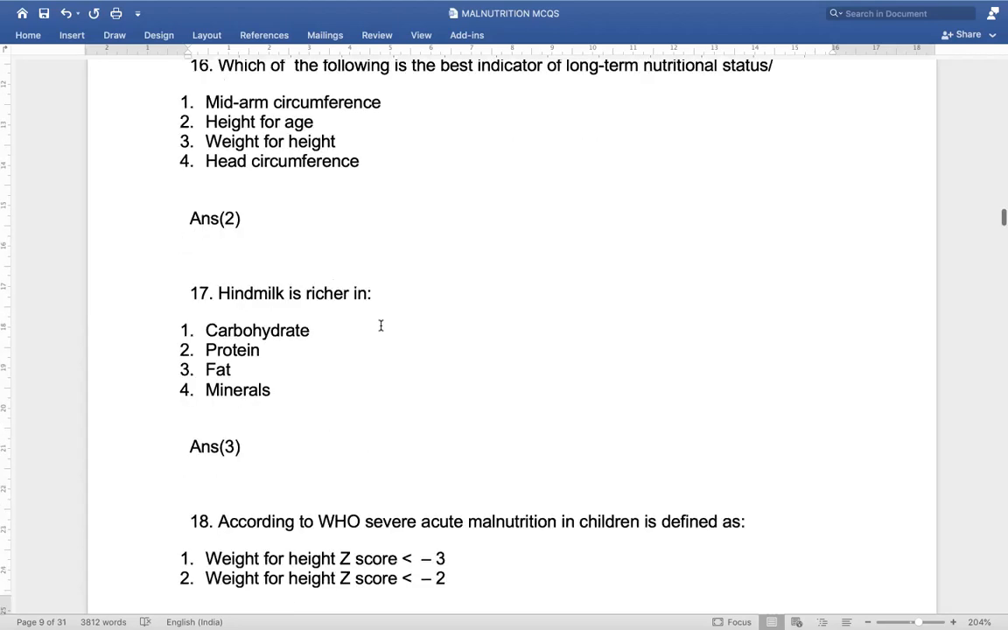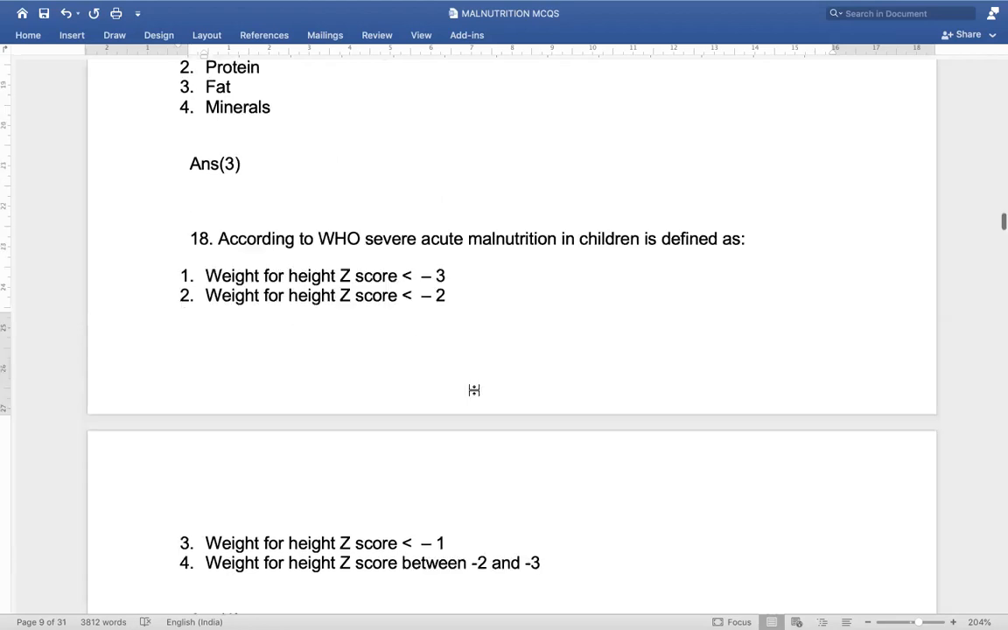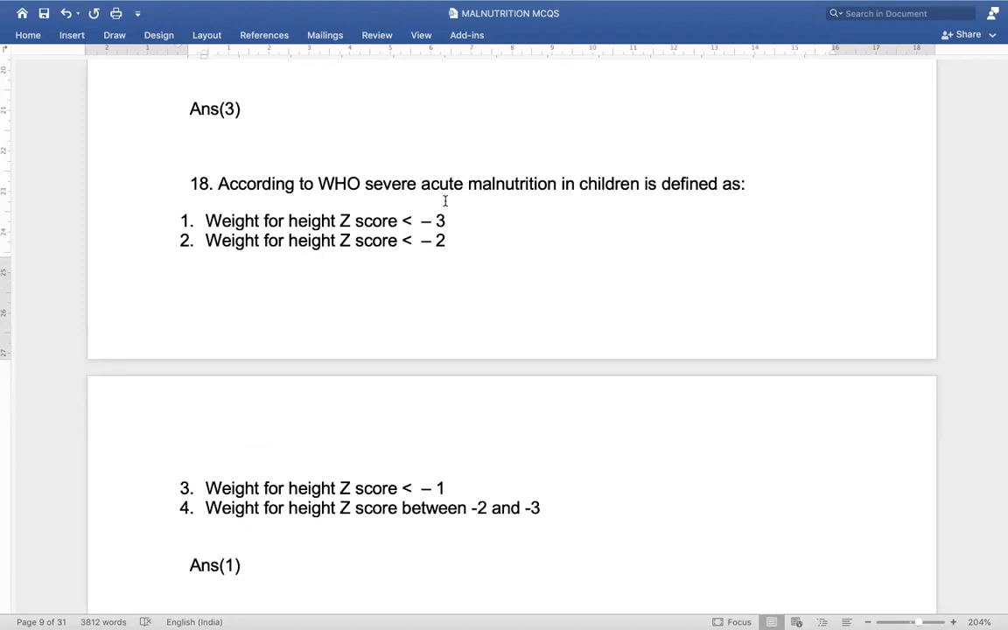Hind milk is richer in what? The answer is fat. Fore milk is rich in protein, carbohydrate, minerals, and water, and hind milk is rich in fat and higher in calories.